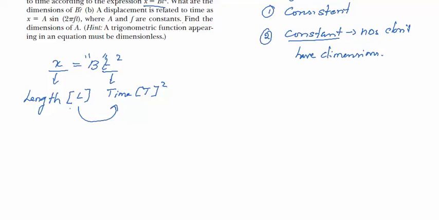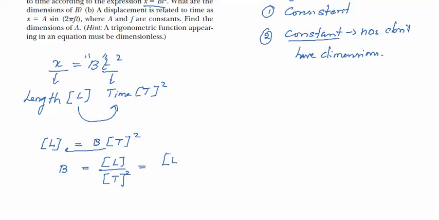So what we can do is find the dimension of b. So x is L, so we'll write that down here, and then b, we have no idea what b is, and t squared has a dimension of t, the whole square. So b, by simple mathematics, is nothing but L divided by t squared. So this would be the dimension of your expression b.